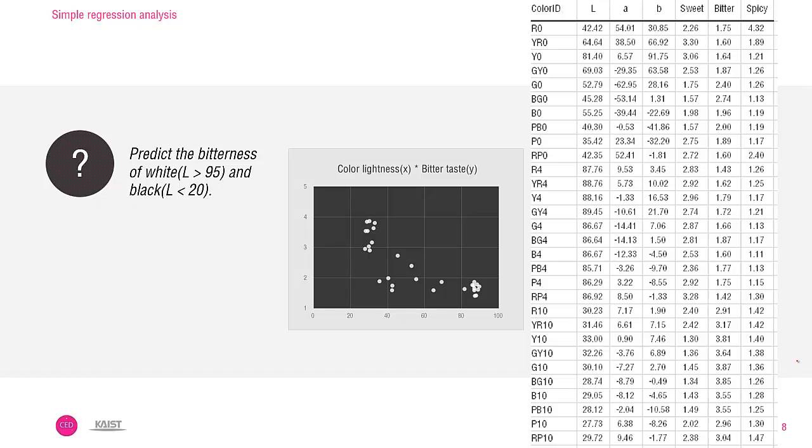Then let's consider an example. We have seen this chart already. In this chart, the x-axis stands for the lightness of a color, which varies between 0 and 100. And the y-axis is the bitterness value. Based on this scatter plot, let's get a regression line that is in straight shape.